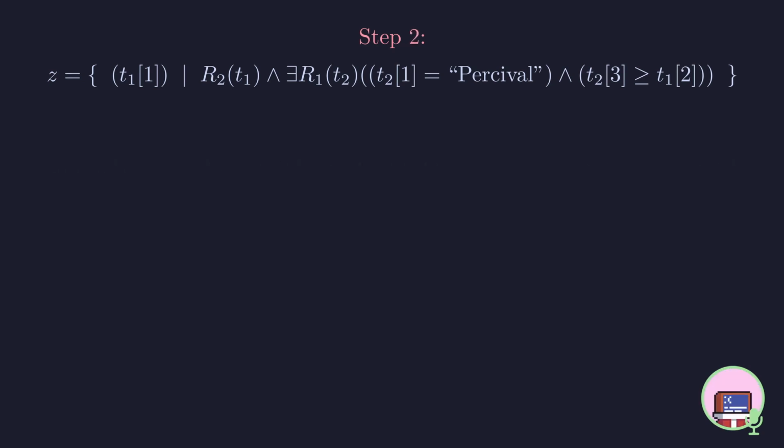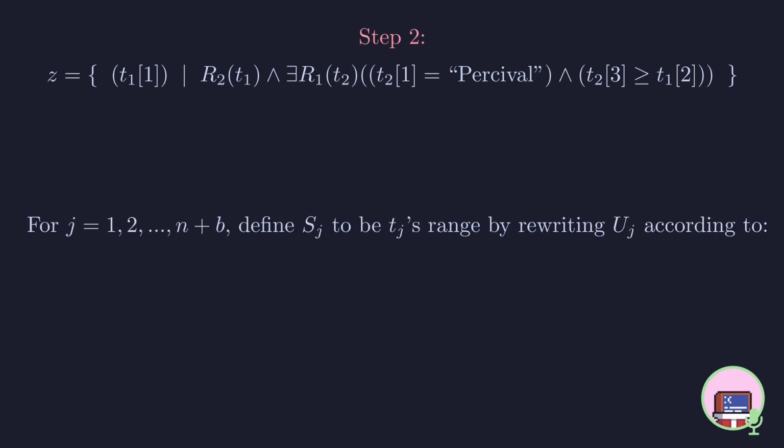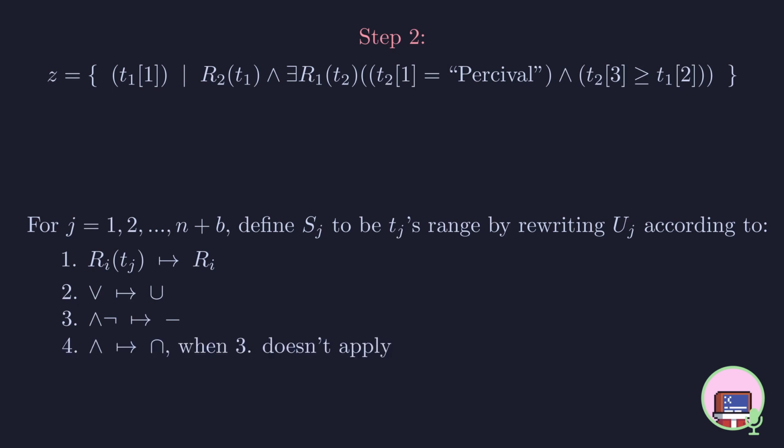For step 2, let's convert the ranges from relational calculus to relational algebra. For each tuple variable in W, we'll define Sj to be Tj's range. This is how we obtain Sj from Uj. For range terms, we just remove the parentheses. We replace the OR operator with the union operation. When a conjunction is followed by a negation, we replace both with a difference operation. A conjunction alone becomes an intersection.